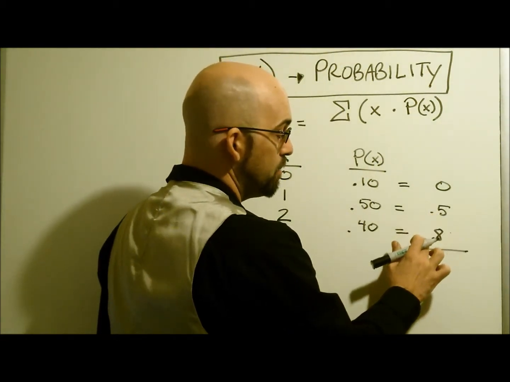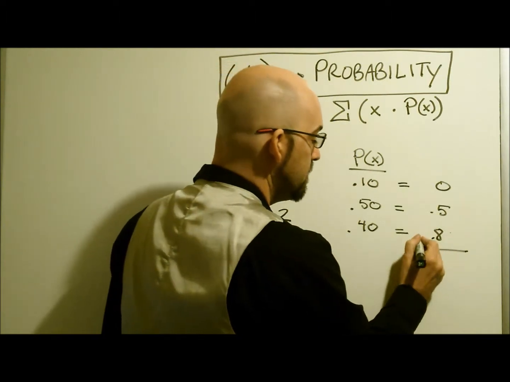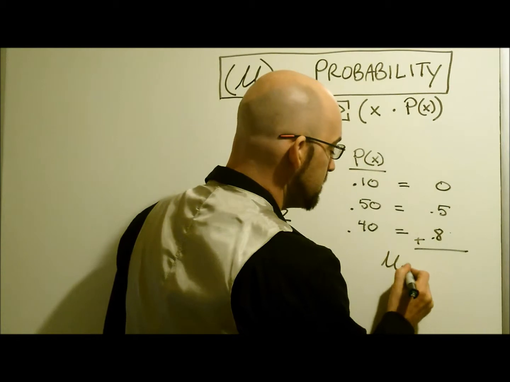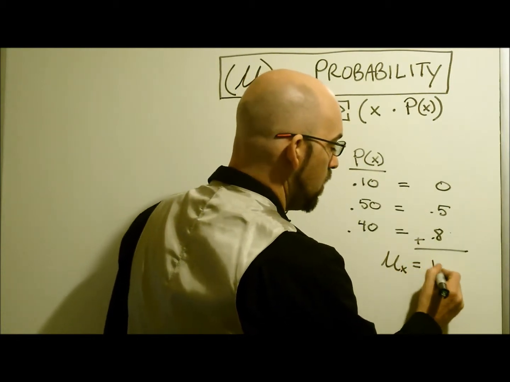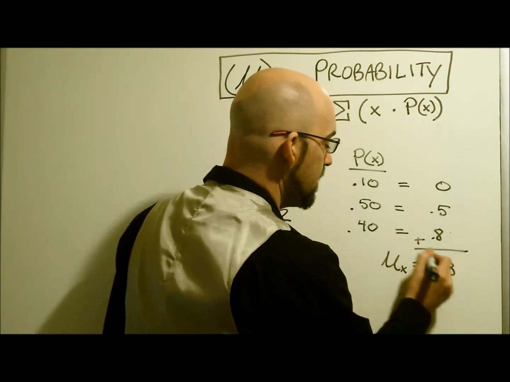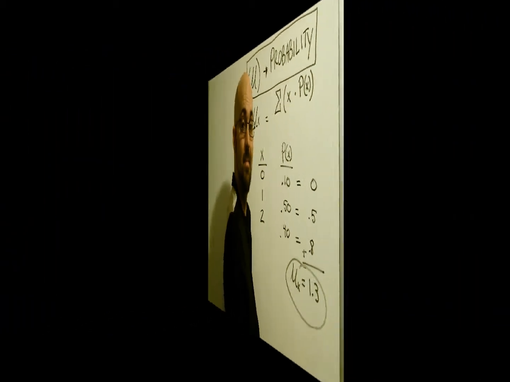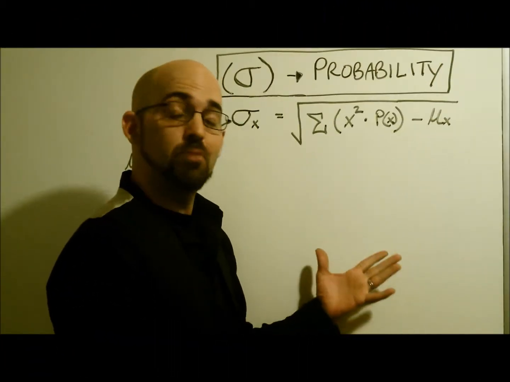0.5 plus 0.8 equals 1.3. And that would be our mean. Well, we found our mean using probabilities.